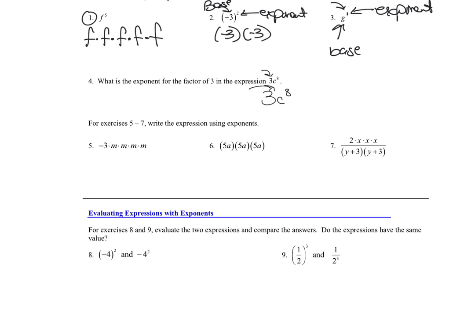And then for 5 through 7, we're going to write the expression using exponents. That would be m to the 4th. 1, 2, 3, 4 m's, but only 1 -3. And again, I don't have to put that exponent of 1.